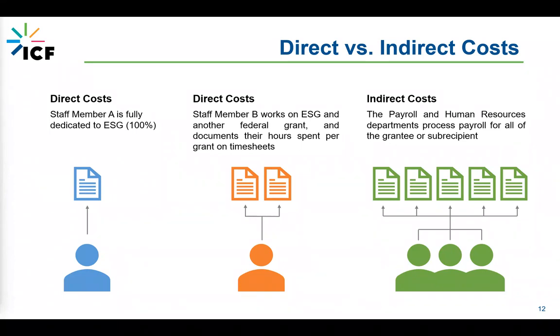Costs incurred by grantees or their subrecipients' payroll and human resources departments, however, are indirect costs, since the costs to process payroll by that department are for all of the grantee's staff or all of the grantee's subrecipients' staff, and not just those working on the ESG or the ESGCV programs.